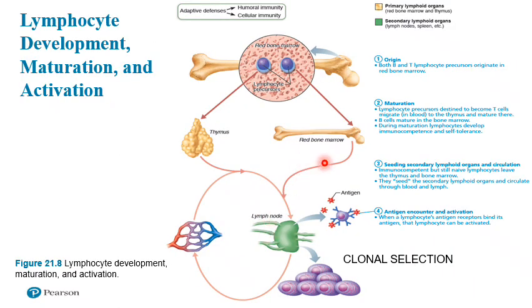And so they mature. The lymphocyte precursor that is destined to become a T cell would migrate in the blood to the thymus and mature there. The B cells in the bone marrow stay in the bone marrow, and during the maturation process would develop immunocompetency and self-tolerance in the bone marrow.